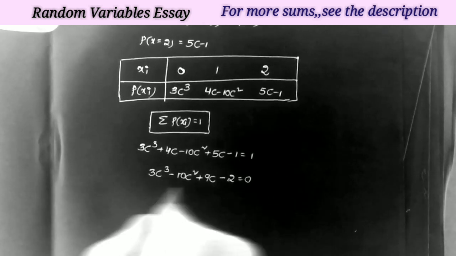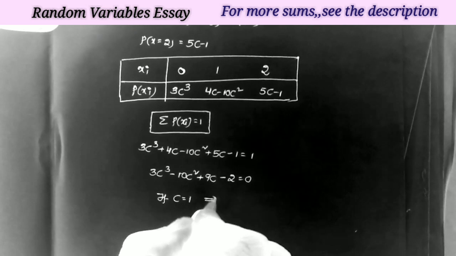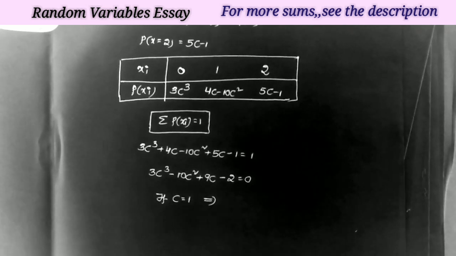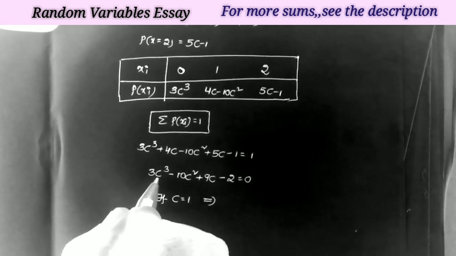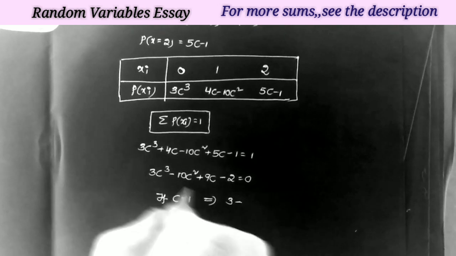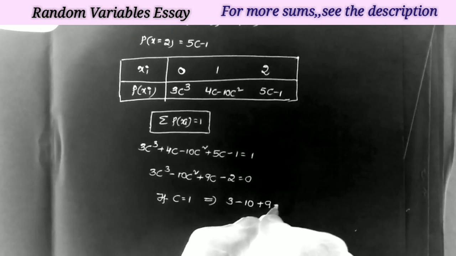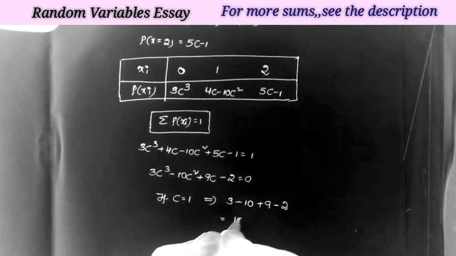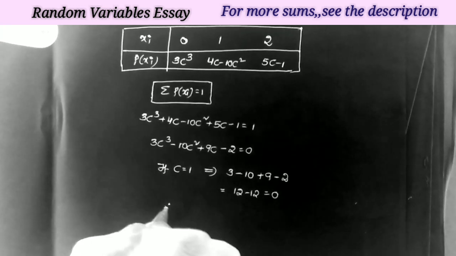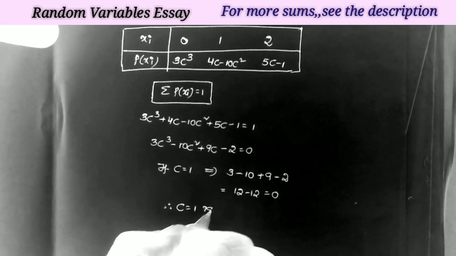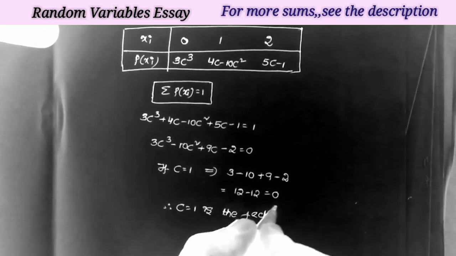For that, first we have to find the one factor of this equation. How to find that one? First I replace that c is equal to 1 in the given equation. 3 into 1 that is 3, minus 10 into 1 that is minus 10, plus 9 into 1 that is 9, minus 2, which is equals to 12 minus 12 is equal to 0, means c is equal to 1 is the factor of the above equation. So here c is equal to 1 is the factor since we get the value is equal to 0.